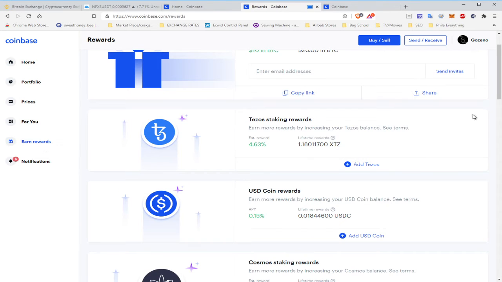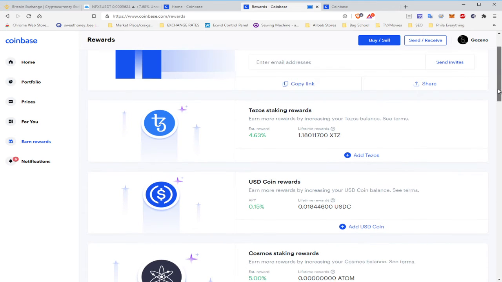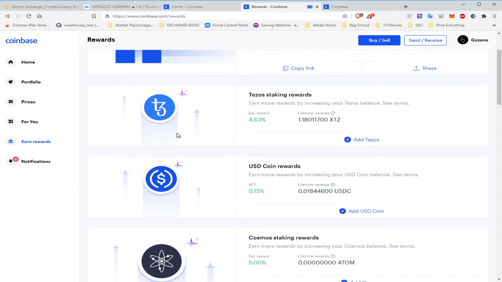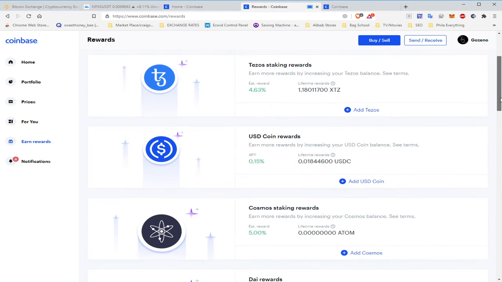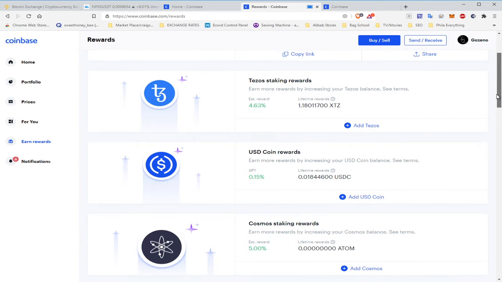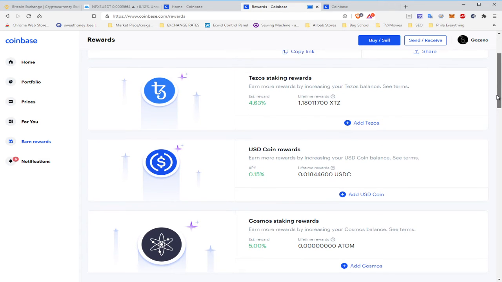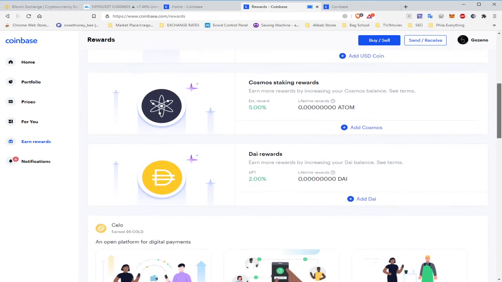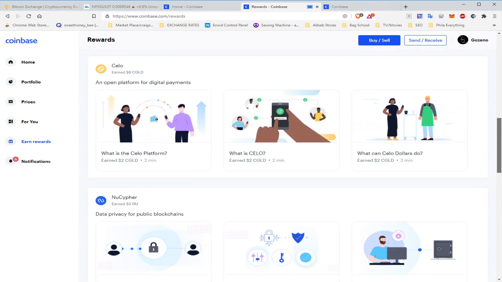Now, here's another way that you can earn money with Coinbase, free money or free assets. If you click the rewards button, it will take you all the way down to the bottom of the page. Or if you're on the mobile and you don't see that rewards button, just scroll to the bottom and you'll see where they offer you free assets just for answering a few questions. And here they are right here.